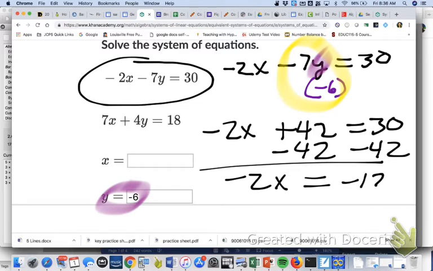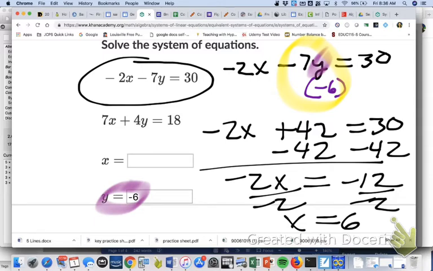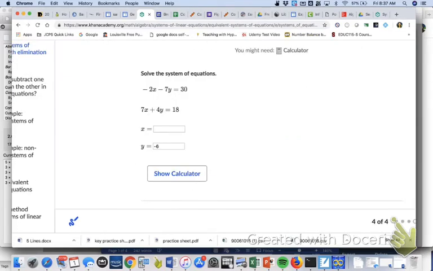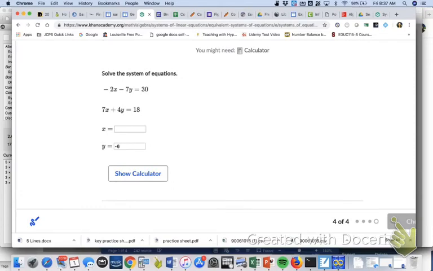-2x is equal to -12. Divide both sides by -2. My x value is equal to +6. So now I'm going to type in my x coordinate. I'm going to check. Yay! I got it right.